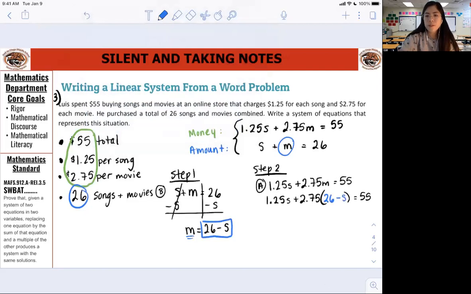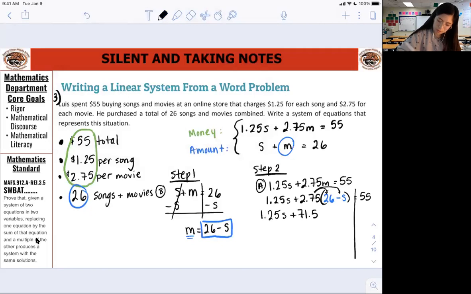Okay. So I plugged in my solution there, and now I can go ahead and solve for S. Yeah, we're going to distribute first. And again, you may use your calculator since we're multiplying with decimals. So go ahead, what would be 2.75 times 26? 71.5. And then minus 2.75 S.